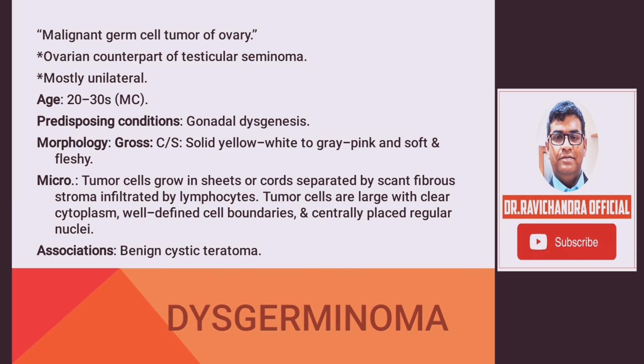cut section shows solid yellow to white or grey to pink, soft and fleshy areas. Microscopically, the tumor cells are in sheets or cords which are separated by a scant fibrous stroma and are infiltrated with lymphocytes. The tumor cells are large with clear cytoplasm, well defined cell boundaries and centrally placed regular nuclei. Dysgerminoma is seen in most associations with benign cystic teratomas.